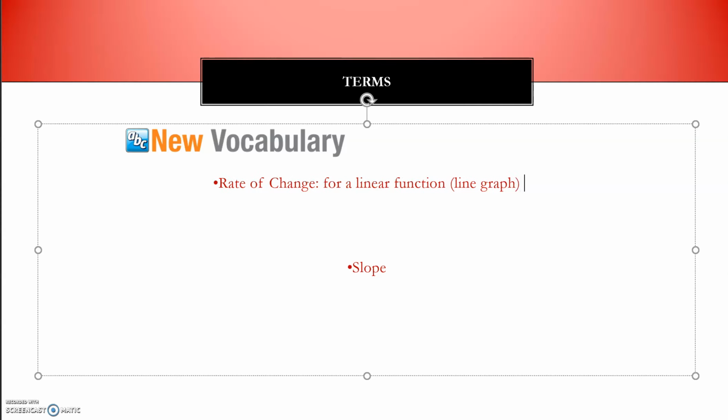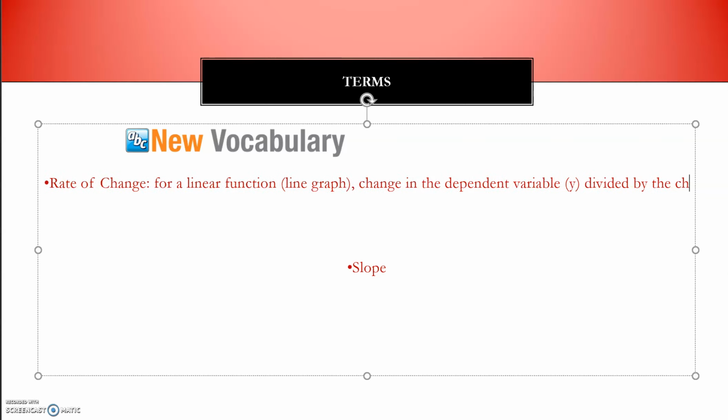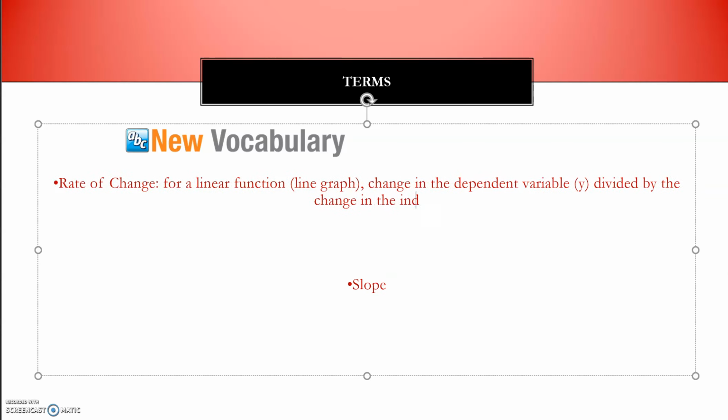The rate of change is going to be the change in the dependent variable, and we usually use y for that, divided by the change in the independent variable, which we usually use as x.